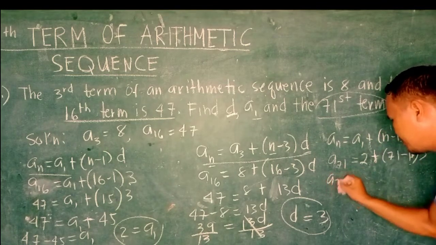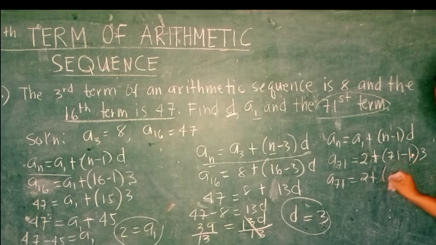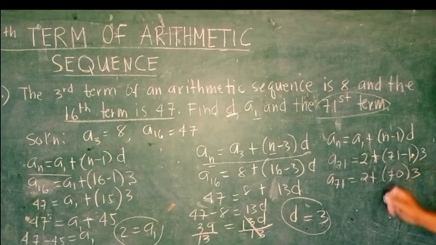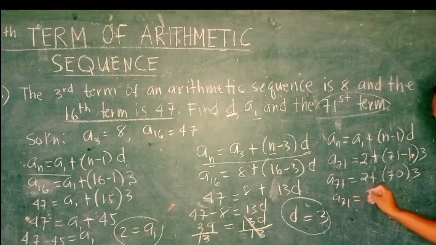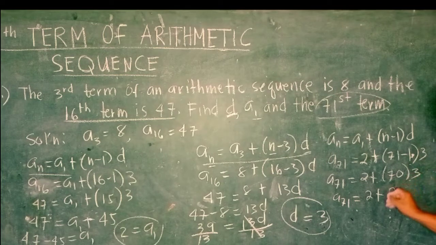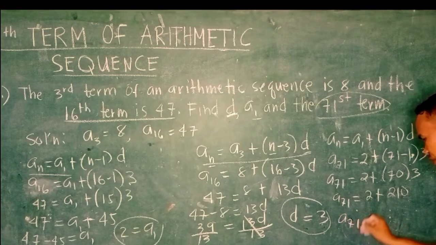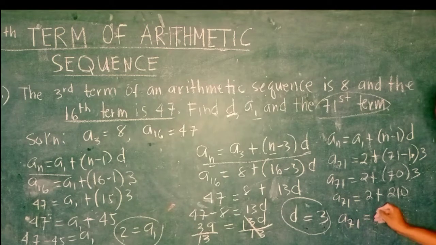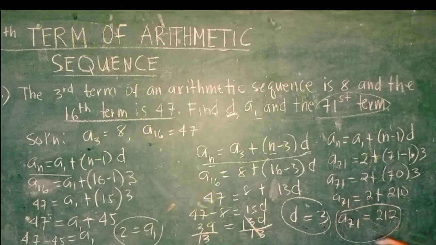Then A sub 71 equals 2 plus, subtracting, that's 70 times 3. So A sub 71 equals 2 plus, multiplying 70 times 3, that's 210. 210 plus 2. Therefore, A sub 71 is 212, or the 71st term is 212.